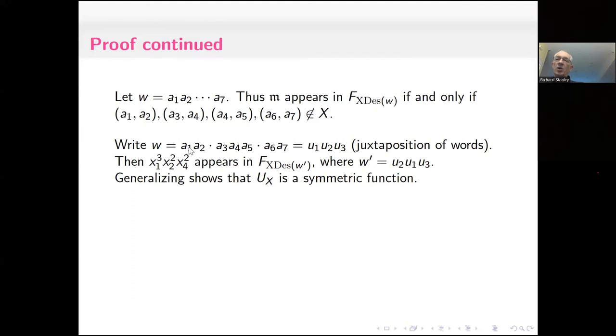And we have, so these two had to be equal, these three had to be equal. When we looked at the corresponding term for the quasi-symmetric function, these two are equal. And now, if we want to permute the exponents, so we get x1 cubed, x2 squared, rather than x1 squared, x2 cubed, we simply permute the order of these factors. And now we'll have a word w prime for which the X descent set of w prime contains this monomial. So generalizing this argument shows U_X is a symmetric function.